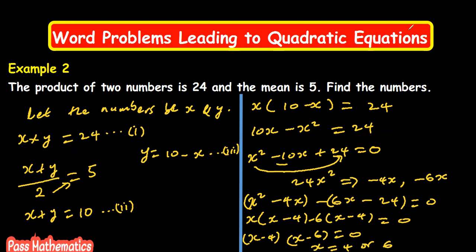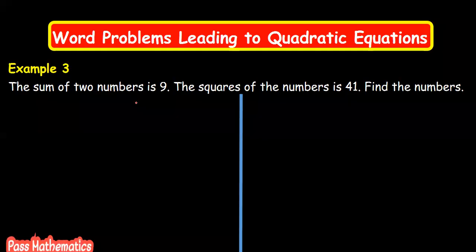So let's take the next example. So in this problem, we're going to interpret the question again as usual using letters. We are still going to use the second method. The sum of two numbers is 9. So let those numbers be x and y as usual. So x and y, since their sum is 9, which means x plus y is 9. So those two numbers will be x and y, and the sum is 9.